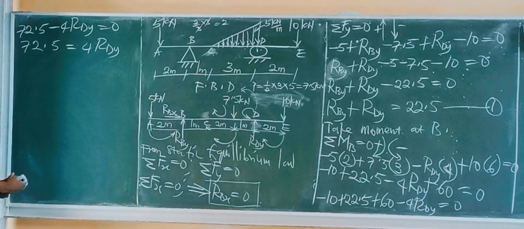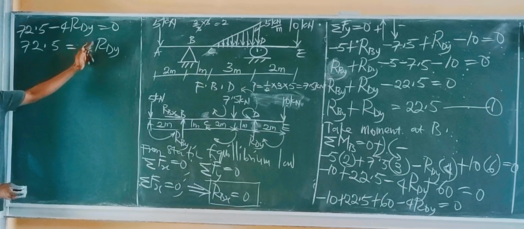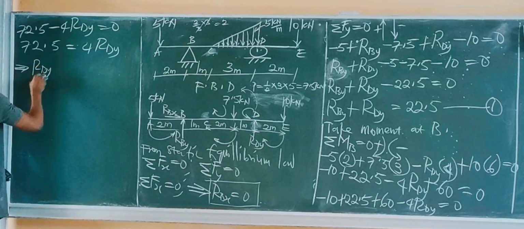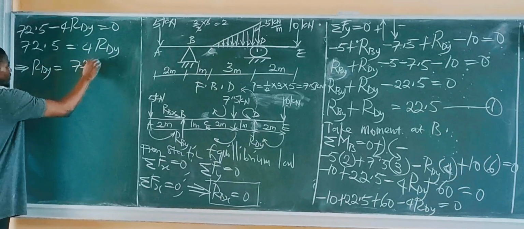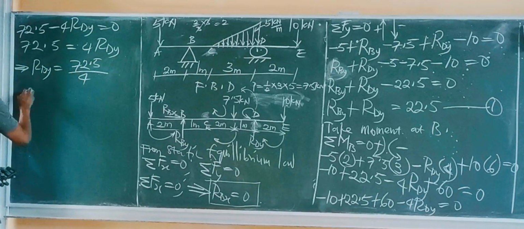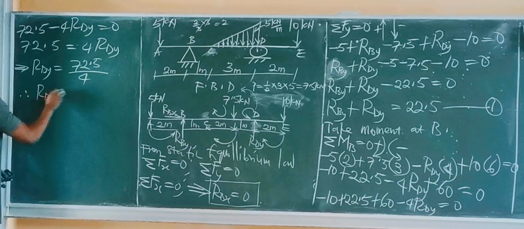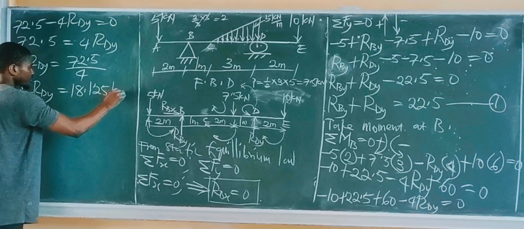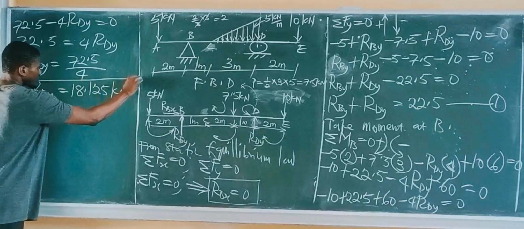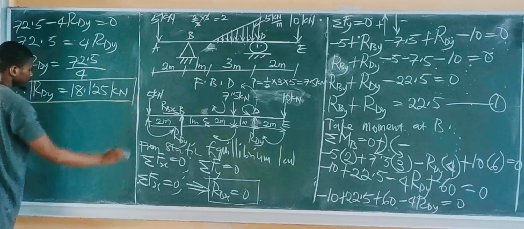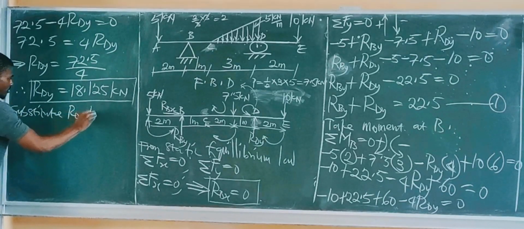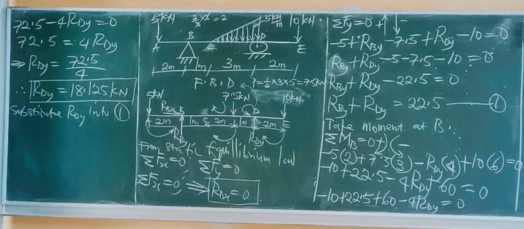To make RBY the subject, simply divide both sides by the coefficient of RBY, which is 4. That implies RBY is 72.5 divided by 4, and therefore RBY is equal to 18.125 kilonewtons. So this becomes the reaction at point D. Now simply substitute this into equation 1 to obtain the other reaction.